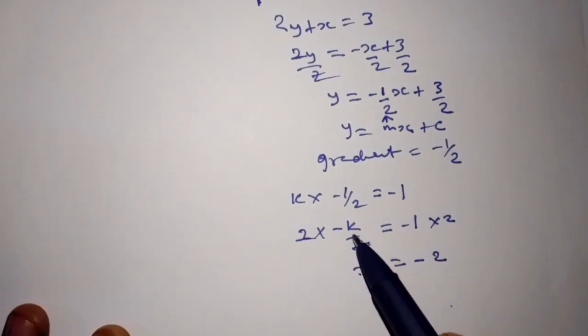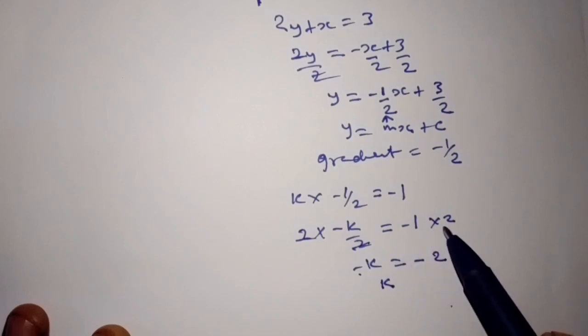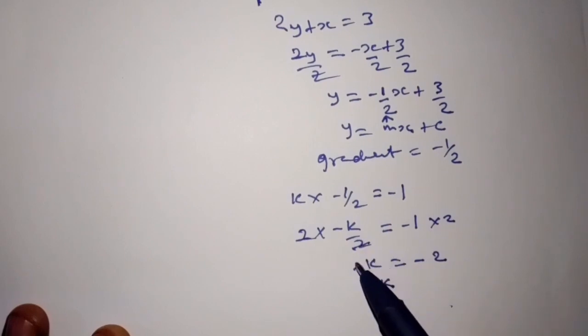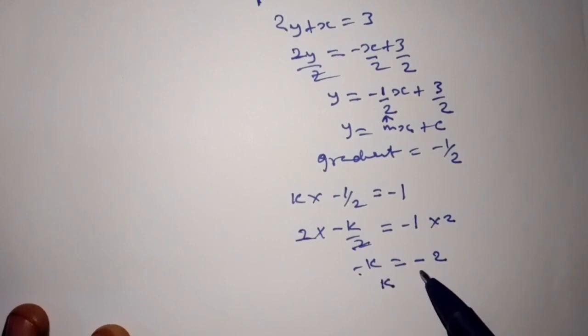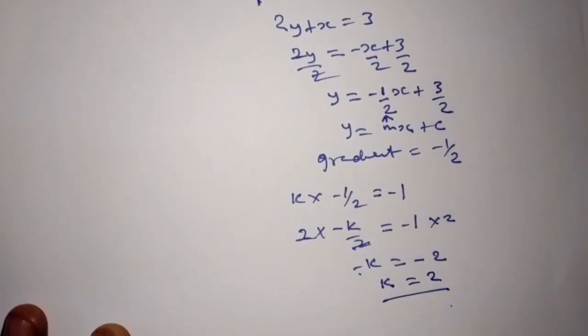Two times negative k over 2 is equal to negative 1 times 2. We have multiplied both sides by 2. So this is negative k is equal to negative 2. Negative cancels negative here, negative cancels negative here. So k is equal to 2. K is equal to 2.